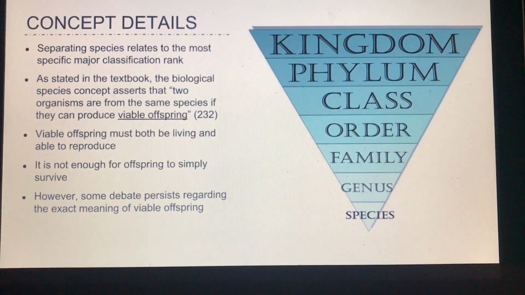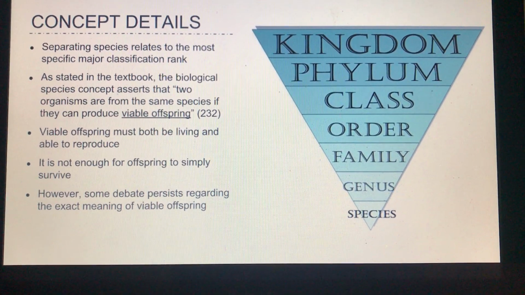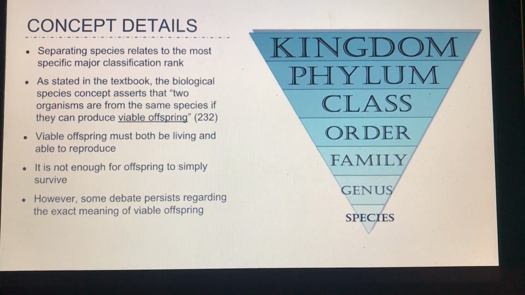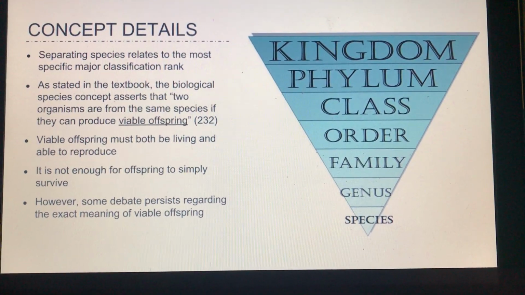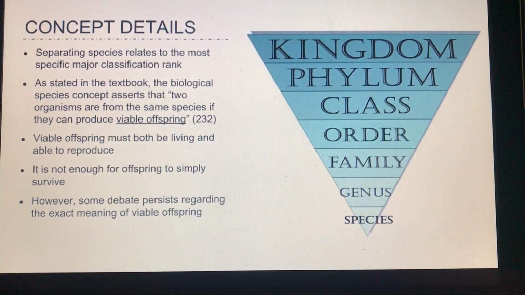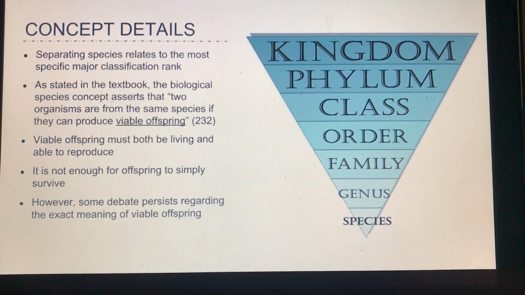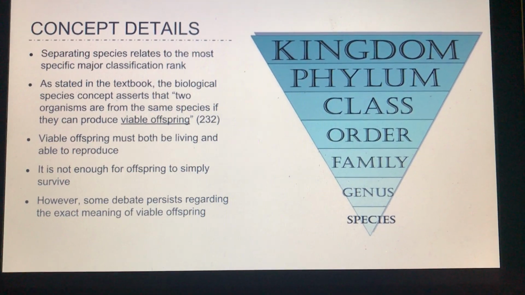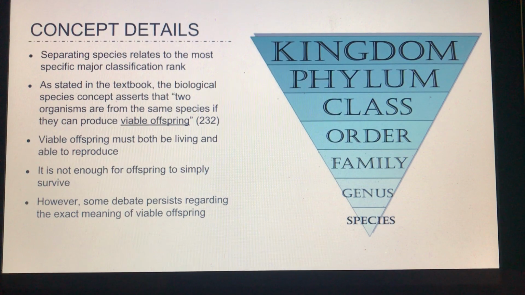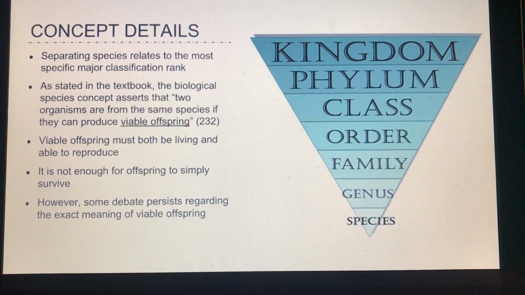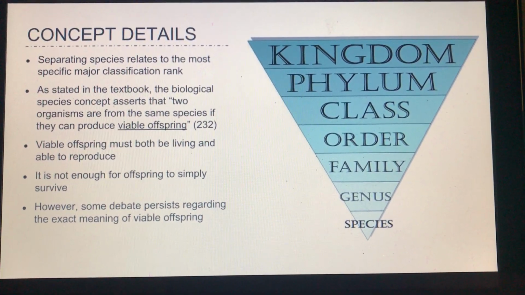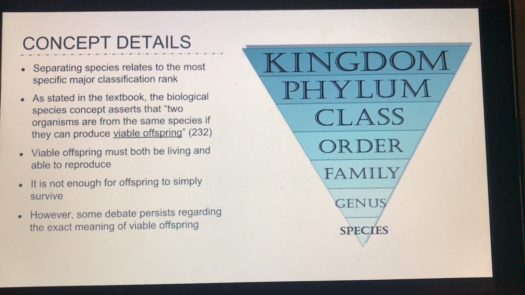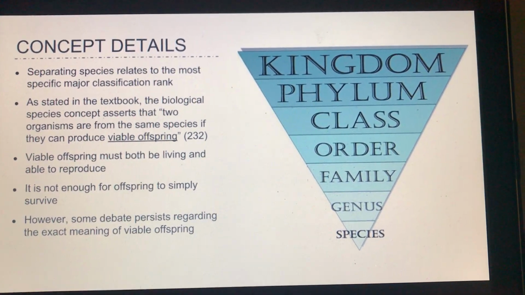The concept details. Separating species relates to the most specific major classification rank. As stated in the textbook, the biological species concept asserts that two organisms are from the same species if they can produce viable offspring. Viable offspring must both be living and able to reproduce. It is not enough for offspring to simply survive. However, some debate persists regarding the exact meaning of viable offspring.